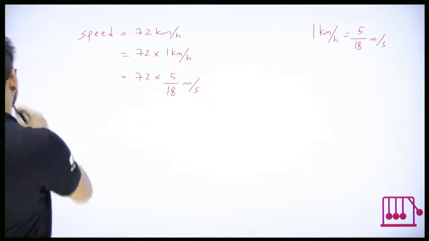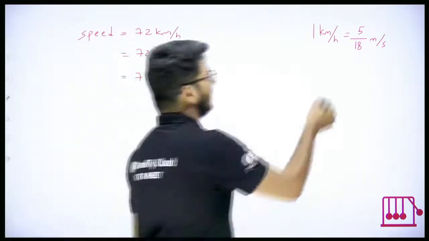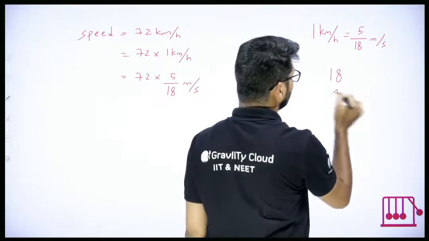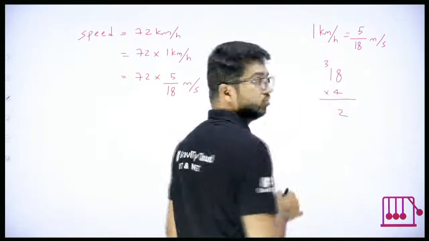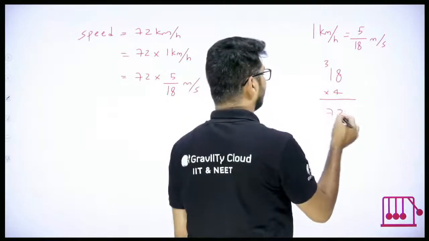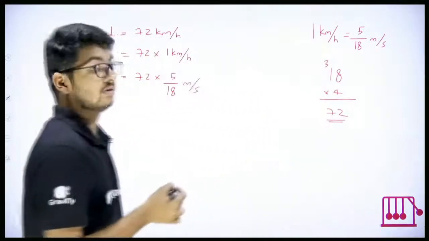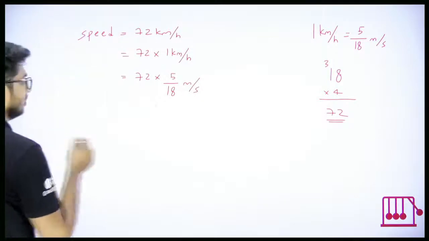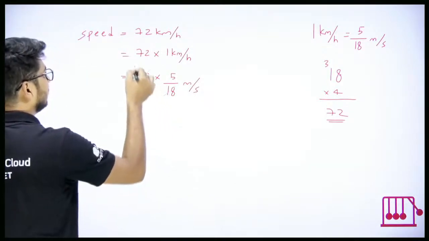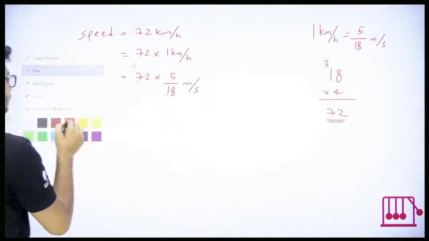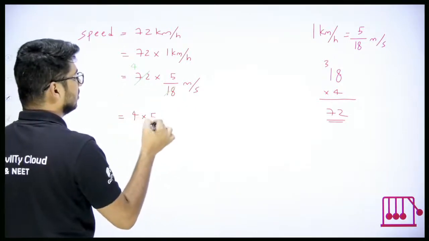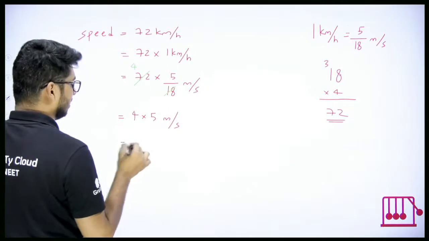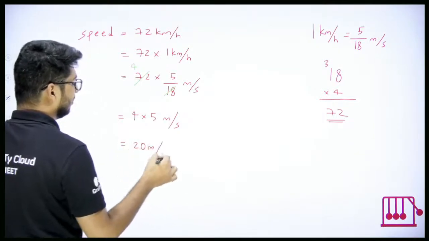when we do the calculation, look at this. 18 into 4. 8 4s are 32. 3 carry. 4 into 1, 4. 4 plus 3 is 7. 72. Yes or no? That means if I do the cancellation, 18 4s are 72. So what is remaining? 4 into 5 meter per second. What is 4 into 5? 20 meter per second.